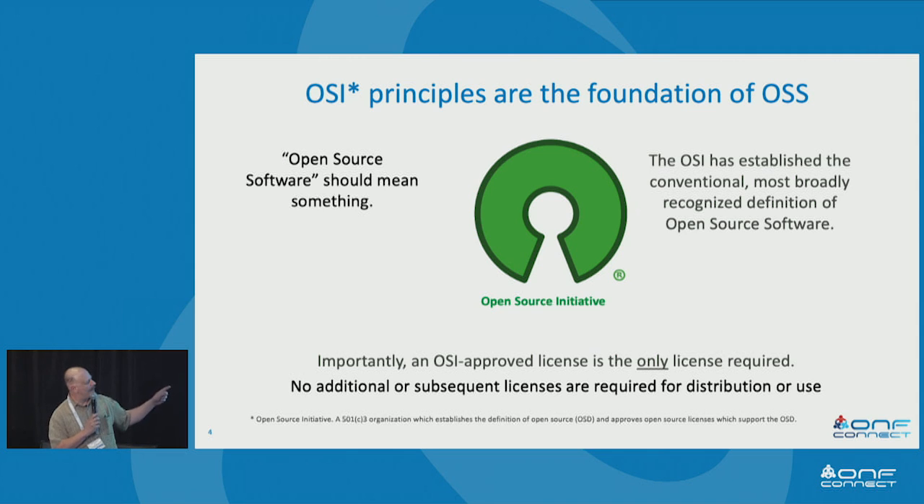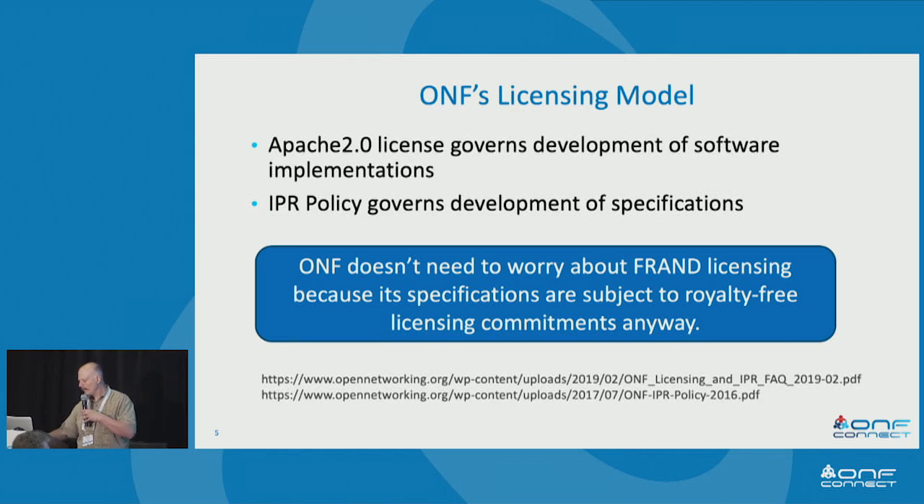And one of the most important principles of an OSI approved license, they have 10 principles that define what open source software is. And one of the key principles is that the open source software license is the only license that's required, and that no additional licenses are required to distribute or use the software. Just one more slide before I give this mic to Margaret. ONF, I want to apply it to the room, right?